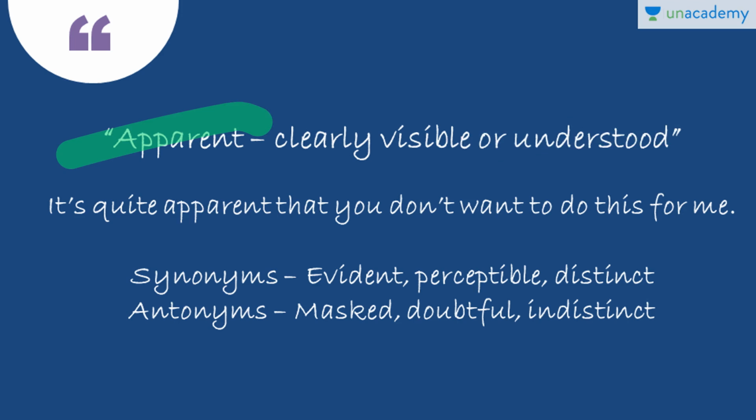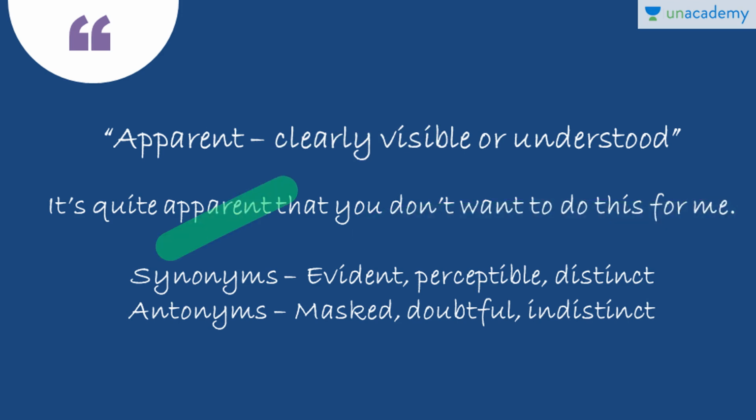For example, it's quite apparent that you do not want to do this for me. Now, you are just pretending that you will do that for me, but you do not want to do this for me. And it's quite apparent for me. Like, it's quite clearly visible to me, or it's quite understood to me that you do not want to do this for me. So this is how we use this word apparent.